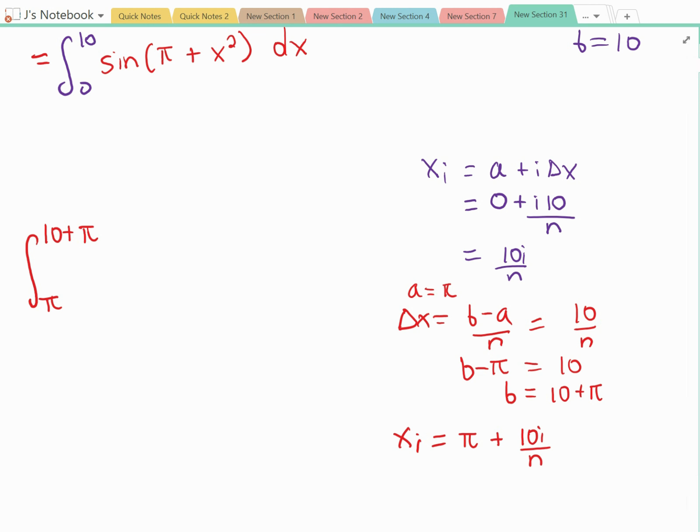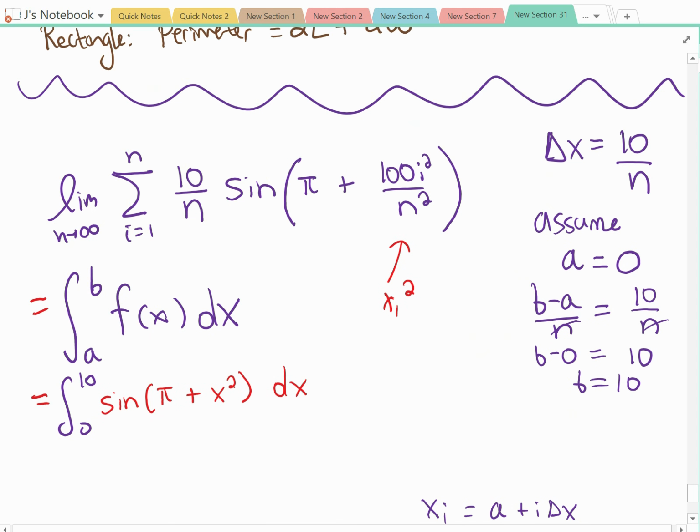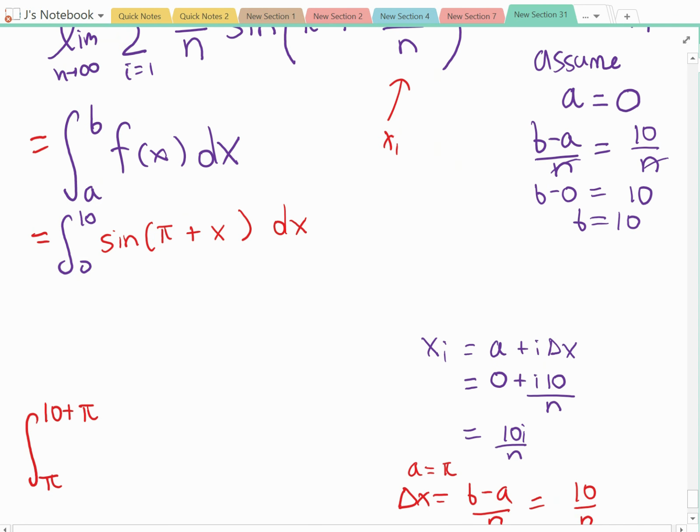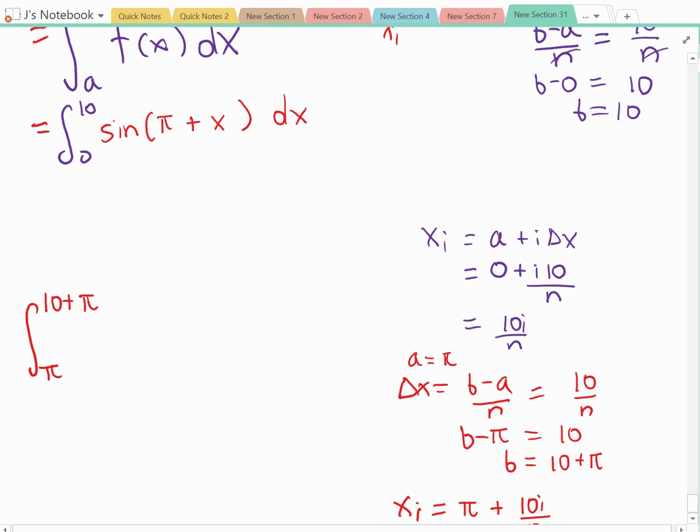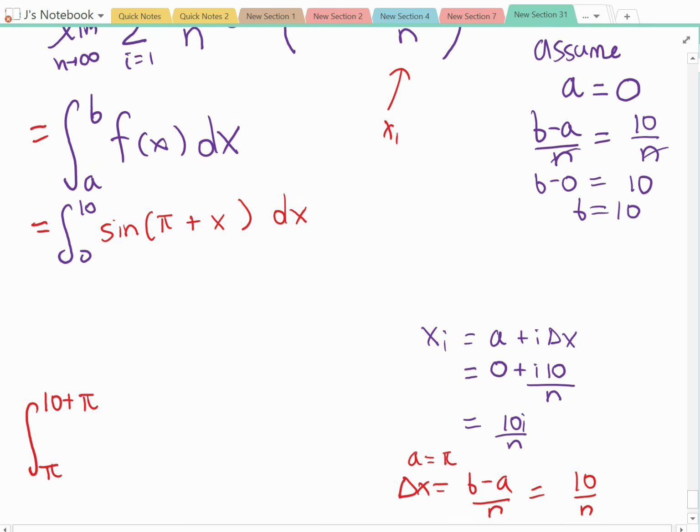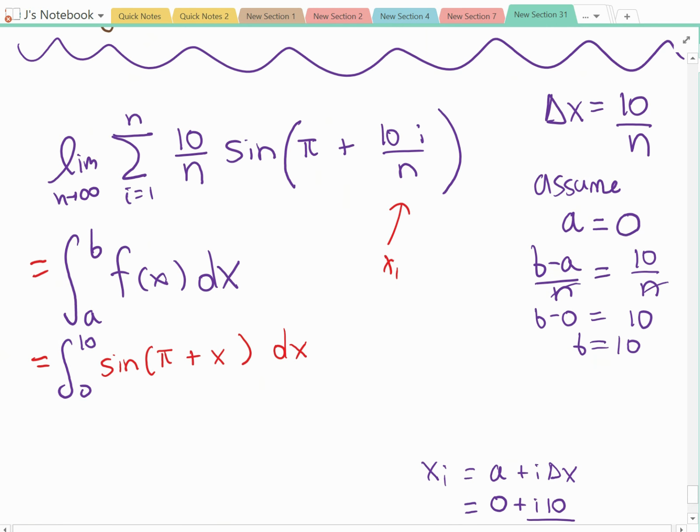Oh, this is not going to work out so well, is it? Actually, I'm going to make it so it works out. I made a question that's defective. I'll get rid of the square, just make it 10i over n. So I'll just pretend we started with this, because I want it to work. I didn't want it to be a defective question. So it's 10i over n. Is this okay? Go back. Simplify it.